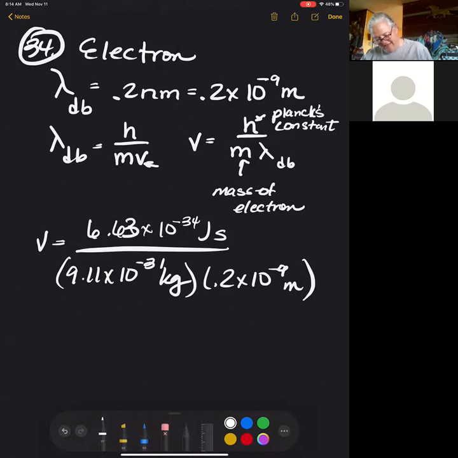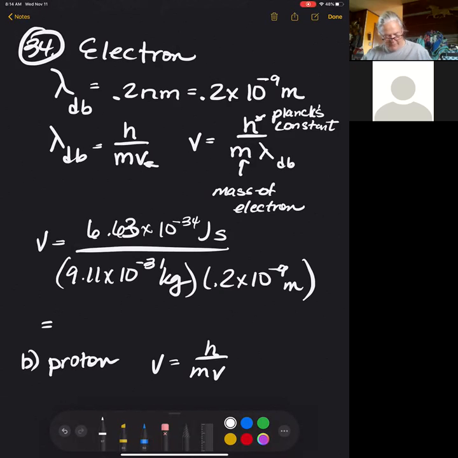Apparently she's very thirsty. All right, so I'm going to multiply all that out, and that's going to give me the speed. And then it says in the next part, what is the speed of a proton with this de Broglie wavelength? Well, now we've got a proton. So the equation is going to look exactly the same.